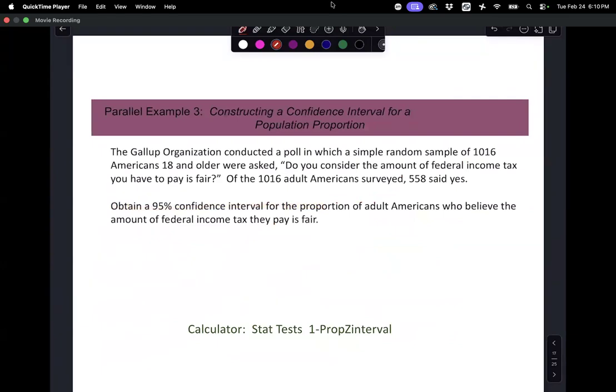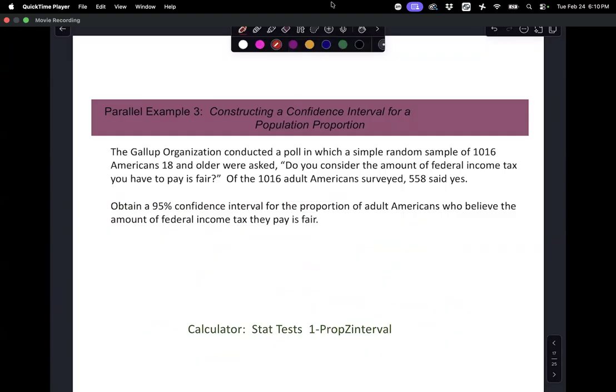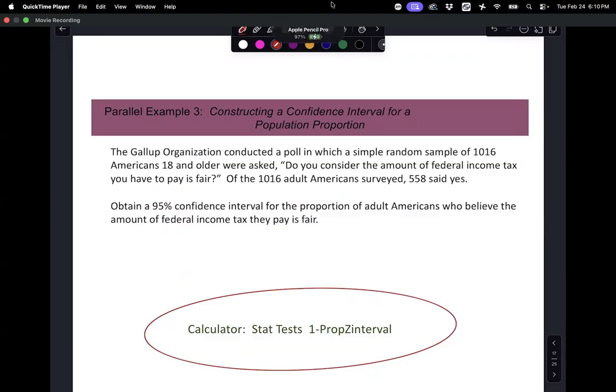All right. You ready for a calculator function? Here it is right here. Write this down. That was ugly. I want to make it prettier. Let's do this. There we go. Write this down: 1 prop z interval. We're going to do this exact question with 1 prop z int, and then I'm going to give you a couple of helpful hints.